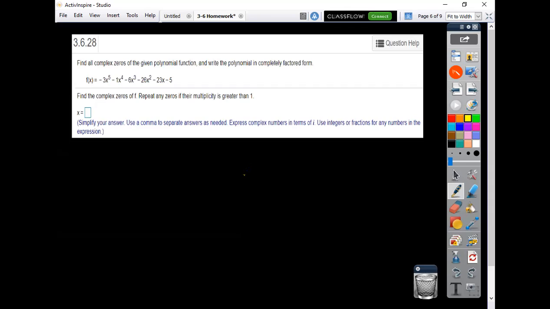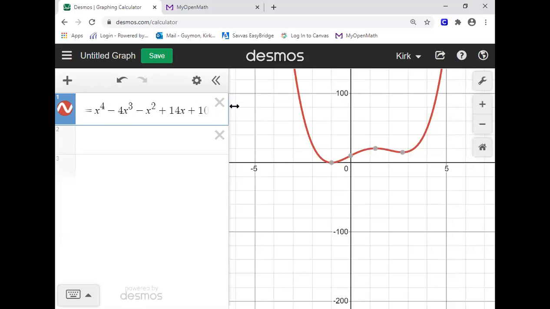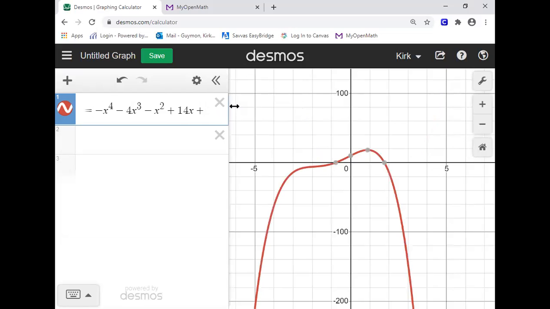But I'm going to resort to something like the Desmos program or a graphing calculator. Since I don't have a way to demonstrate the graphing calculator on the recording, I will show you how to use Desmos. First, make sure you have your equation: negative 3x to the 5th minus x to the 4th minus 6x cubed minus 26x squared minus 23x minus 5. Then jump over to Desmos and, hopefully, type it in accurately.